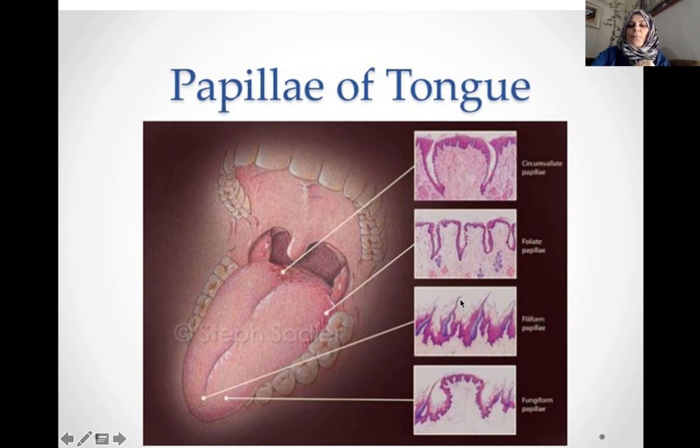The filiform papillae are slender, sickle-shaped projections. The tip is cornified, so it is stratified squamous keratinized epithelium. It is responsible for the velvety feel of the tongue. This fuzz that we feel on our tongue is the filiform papillae.